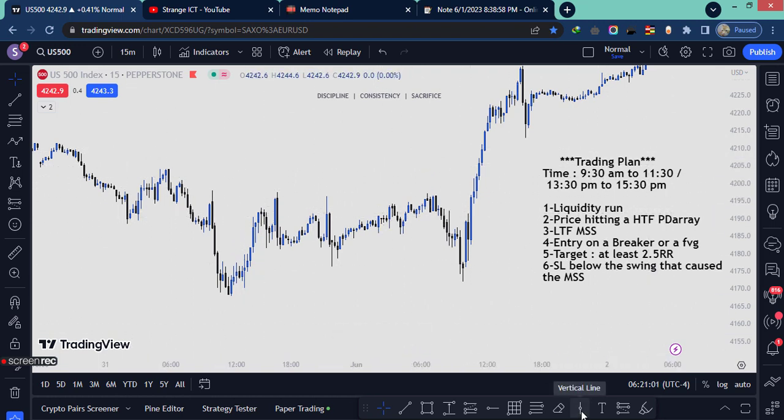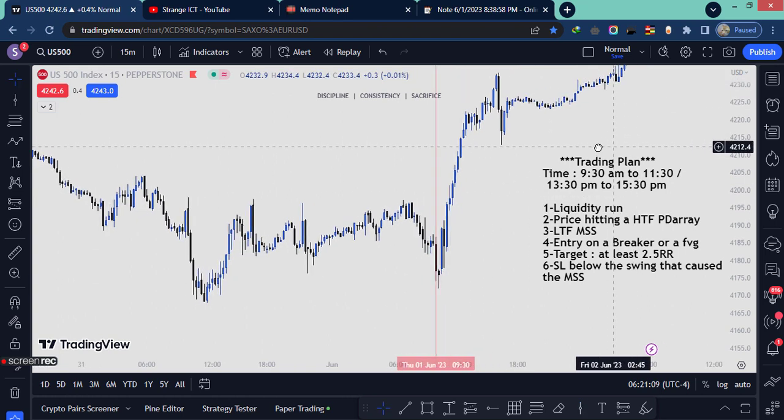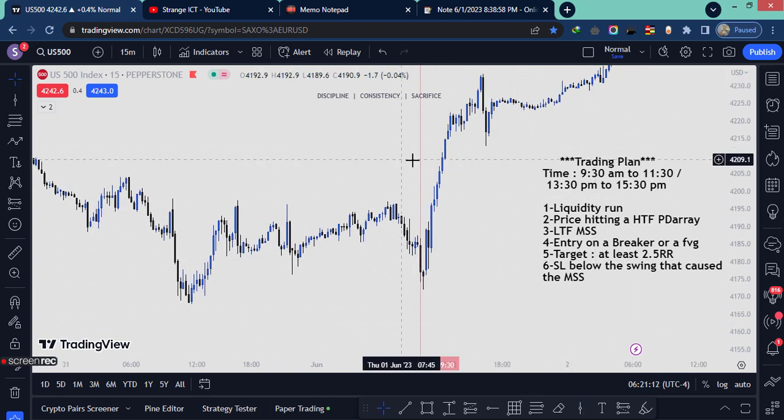All right, so your time window is 9:30. Just put a line on 9:30 right here. Then you will only be looking for setups after 9:30. Do not enter before it.